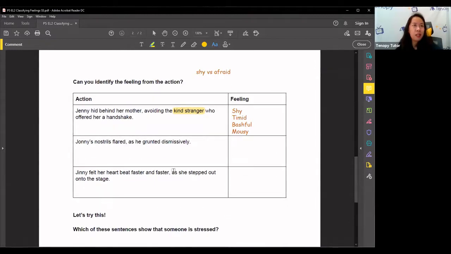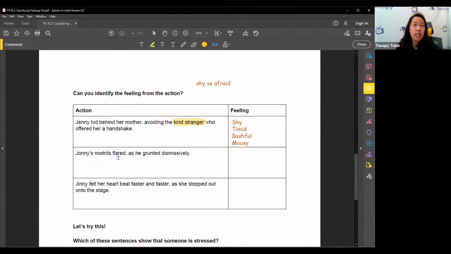Now look at this one. Johnny's nostrils flared as he grunted dismissively. How is he feeling right here? Aha, angry. Very good. Are there any other words you can use besides angry? Do you know any other words? So we know that the base feeling here is angry, right? It's a simple way of expressing it. But any other ways of saying it?